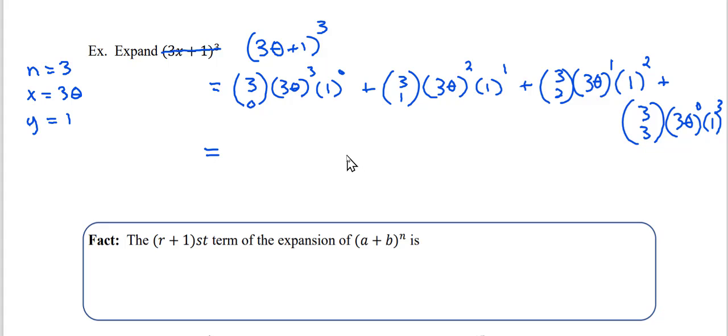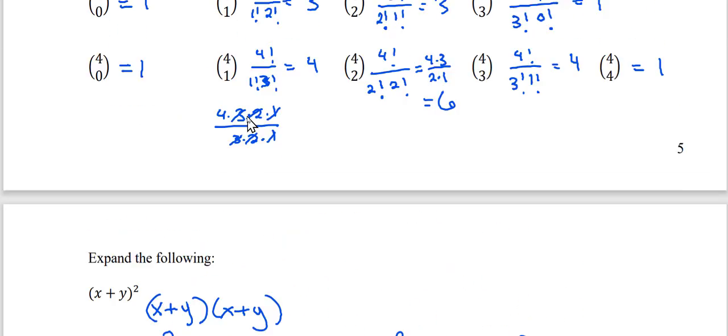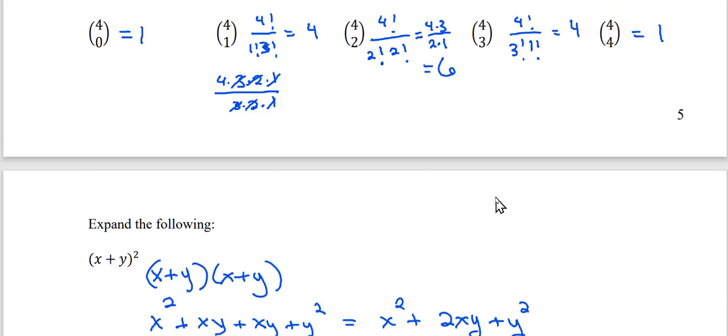We could go through our calculations and do 3 choose 0. We could also go back up here. I think we calculated those back up here, right? That's the 1, 3, 3, 1. 3 choose 0, 1, 2, and 3 is 1, 3, 3, 1.